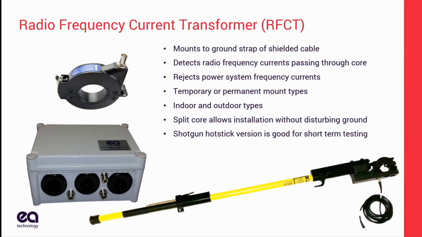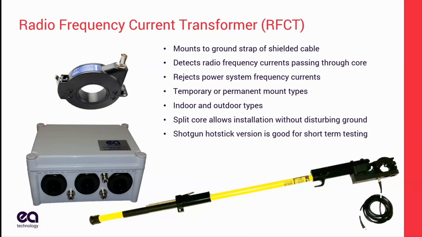So what is an RFCT? It's a current transformer that's designed to pick up PD specifically. It does not pick up power system frequencies. So at 50, 60 hertz, it's immune to that. And that's important because you can have a fair amount of that current flowing in your shield. If you have an unbalance in load, you could have 100 amps flowing through your shield. And we're looking at microamps here. So we have to make sure that the measuring device is not influenced by the low frequency current.